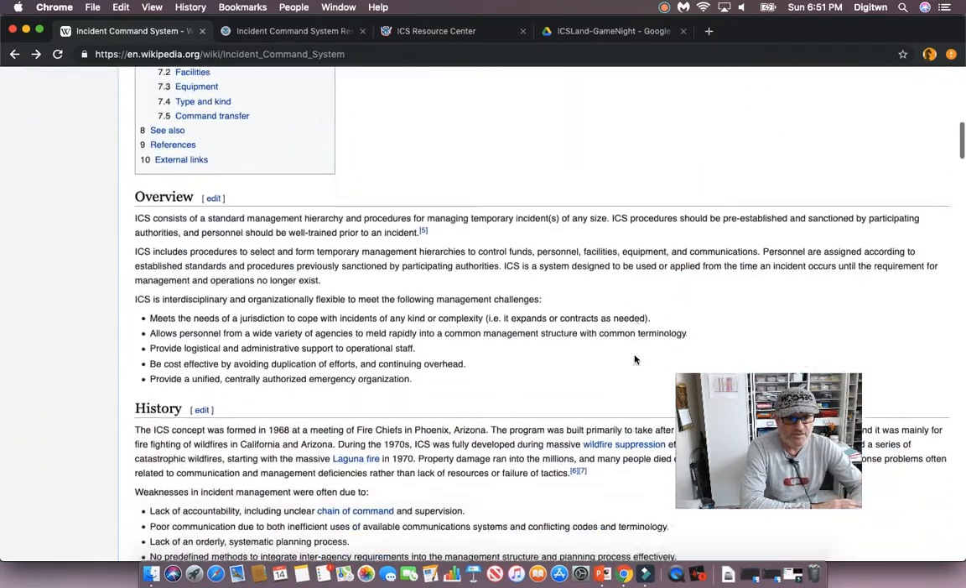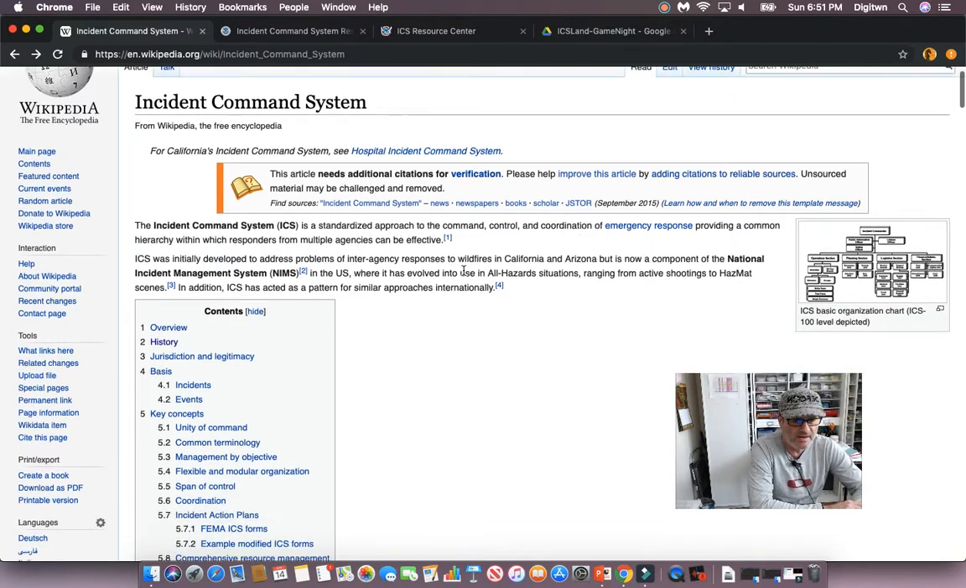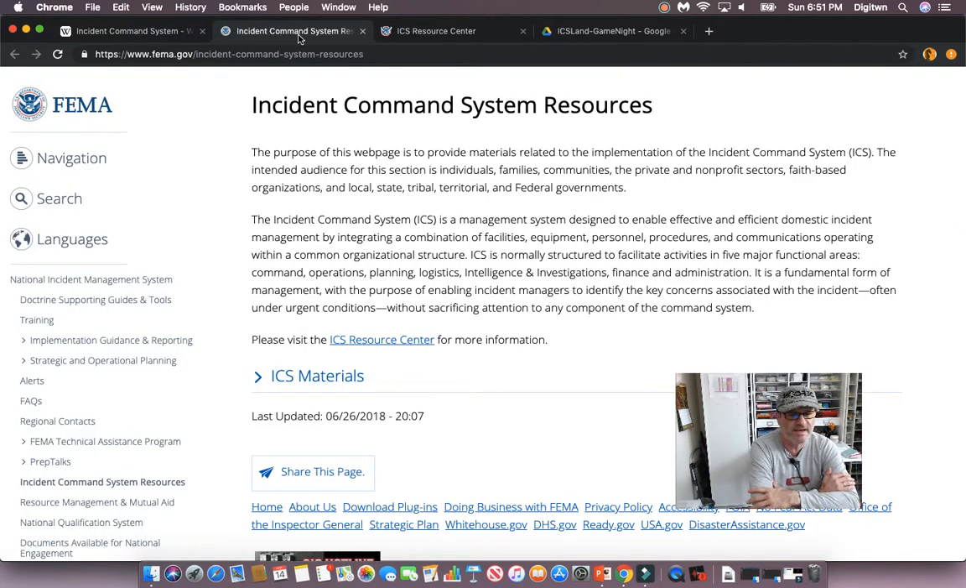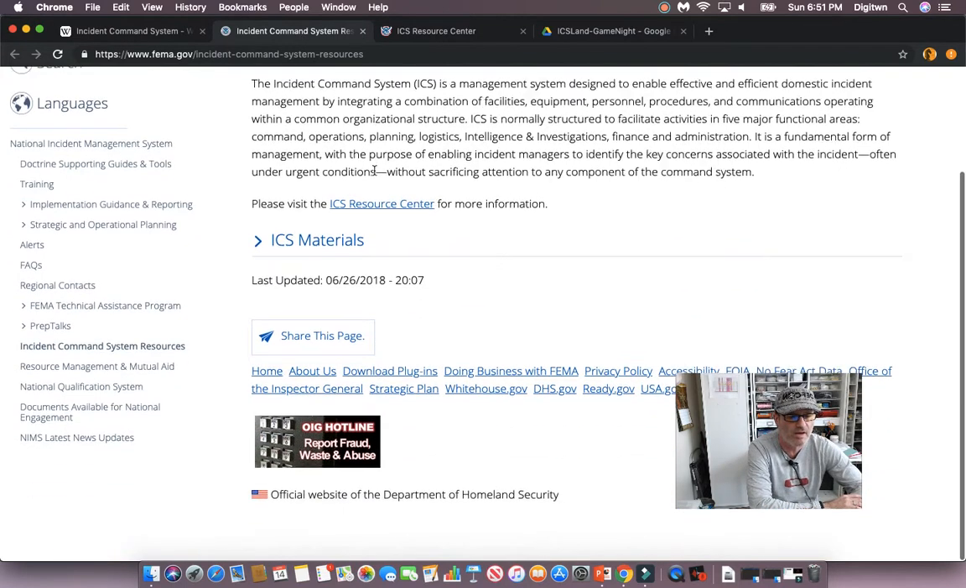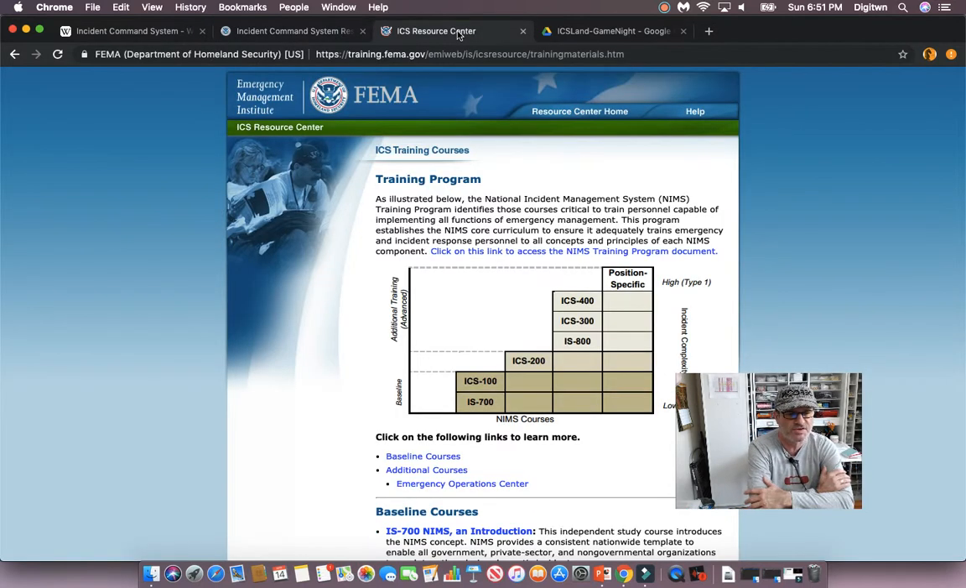There's a bunch of stuff on Wikipedia, so you can look at that separately when you have time. It makes reference to the history and the different basics about it. FEMA has developed a lot of resources regarding ICS. There's a whole page created by FEMA that you can have a look at, and a pretty extensive resource center as well, where you have a bunch of different training programs and courses.